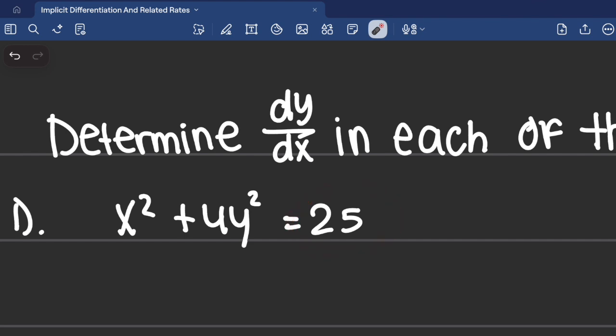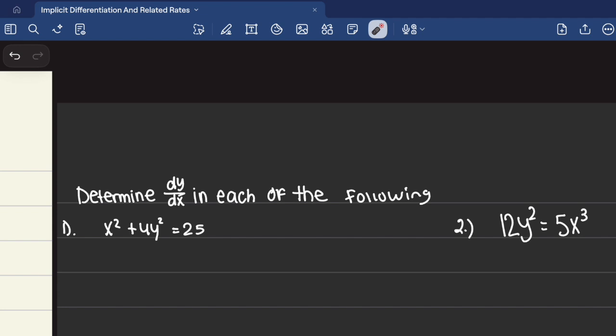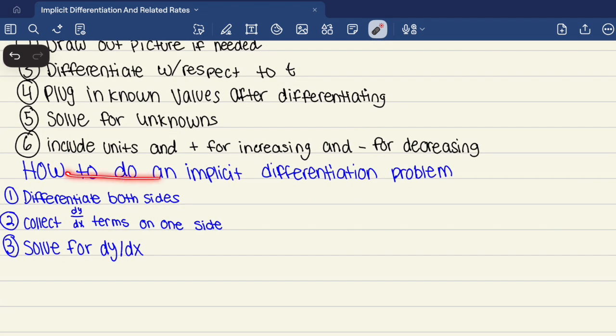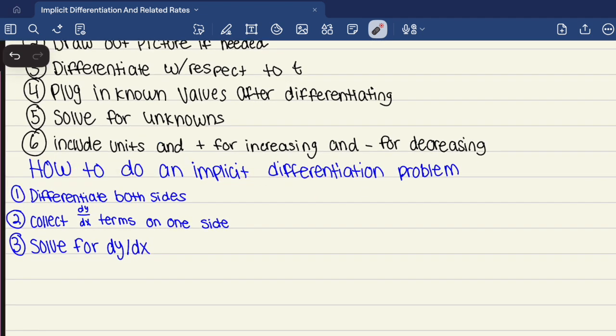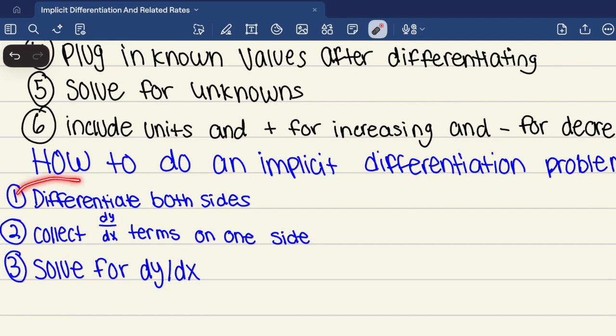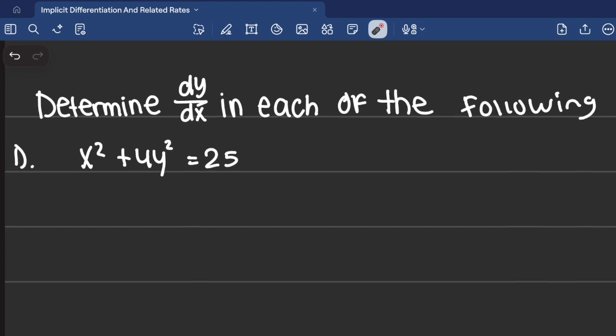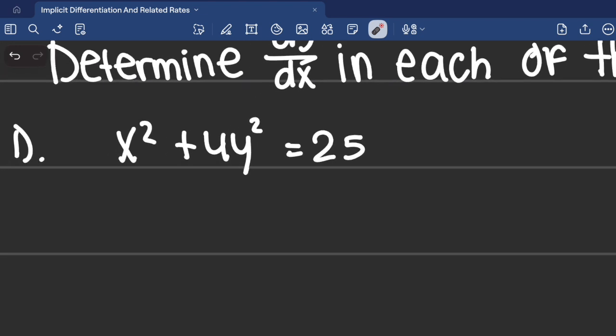So we're going to start off with the very first step of doing an implicit differentiation problem. The first step is going to be to differentiate both sides of the equation. So let's go ahead and do that here. To do that, we're finding the derivative of this here and then also this. So let's go through that.